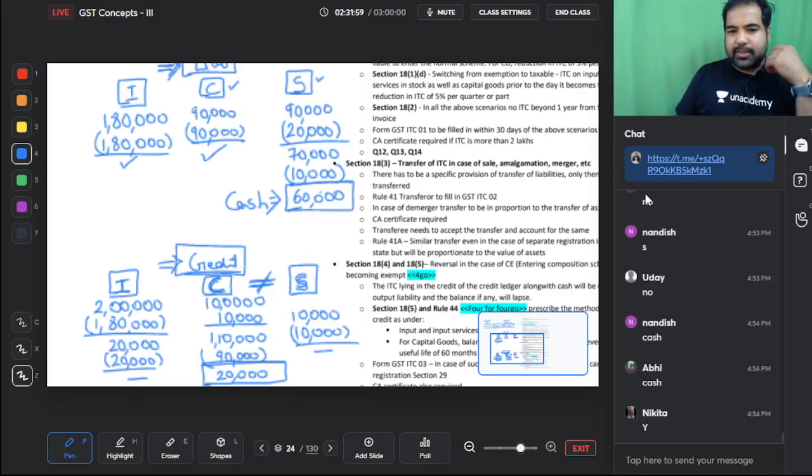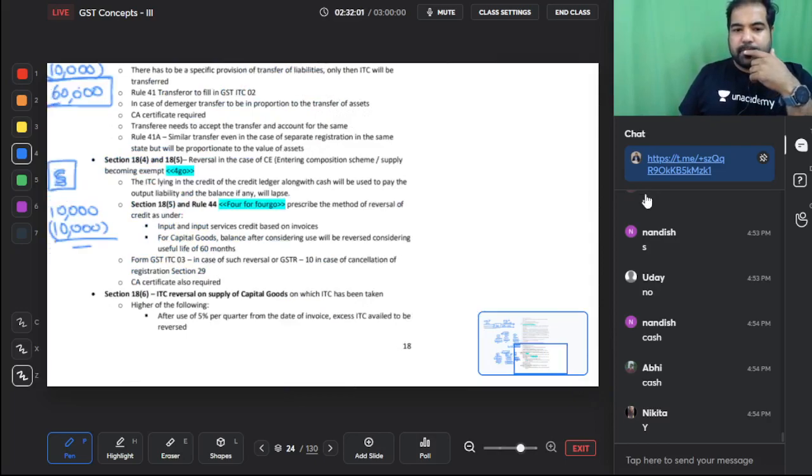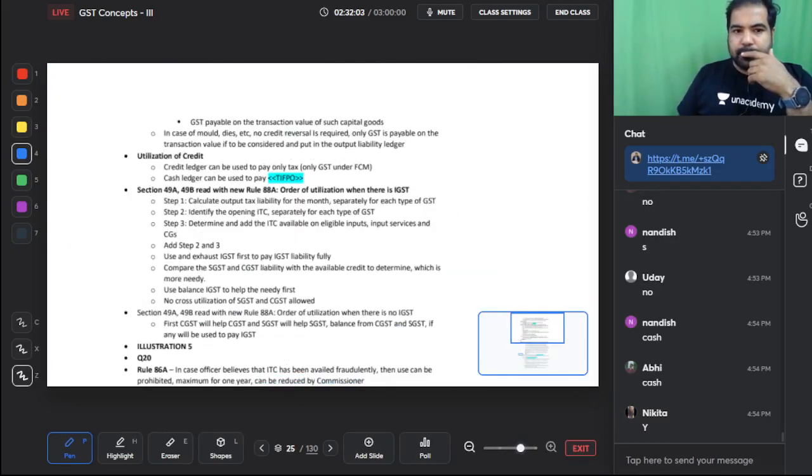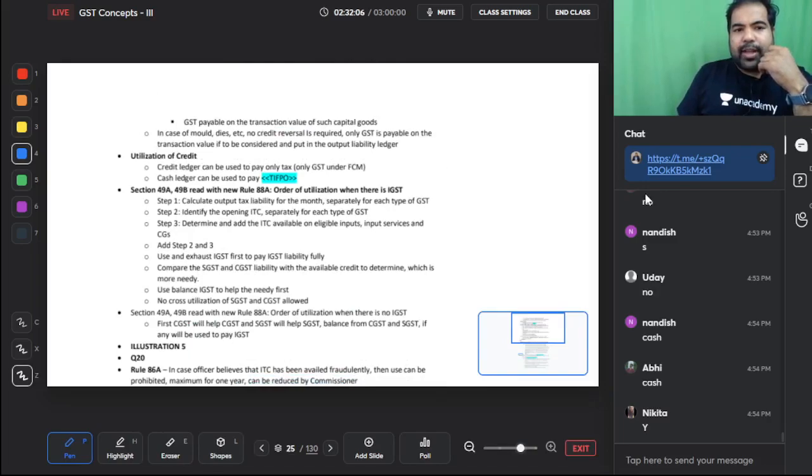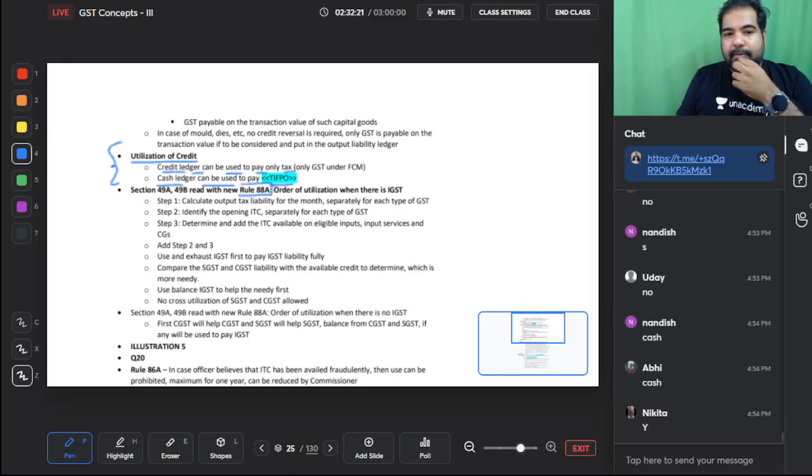Guys, here it is. I'm just showing you this from the screen. Utilization of credit. Credit ledger can be used to pay only tax. We'll see that ahead in the payment chapter. Cash ledger can be used to pay TIFPO. We'll see this in the next chapter, payment. But how do you use it? There is a rule called 88A and a section called 49A and 49B which tells you how to use this ITC, etc. What you just saw. That is a section called 49A, 49B and rule 88A.